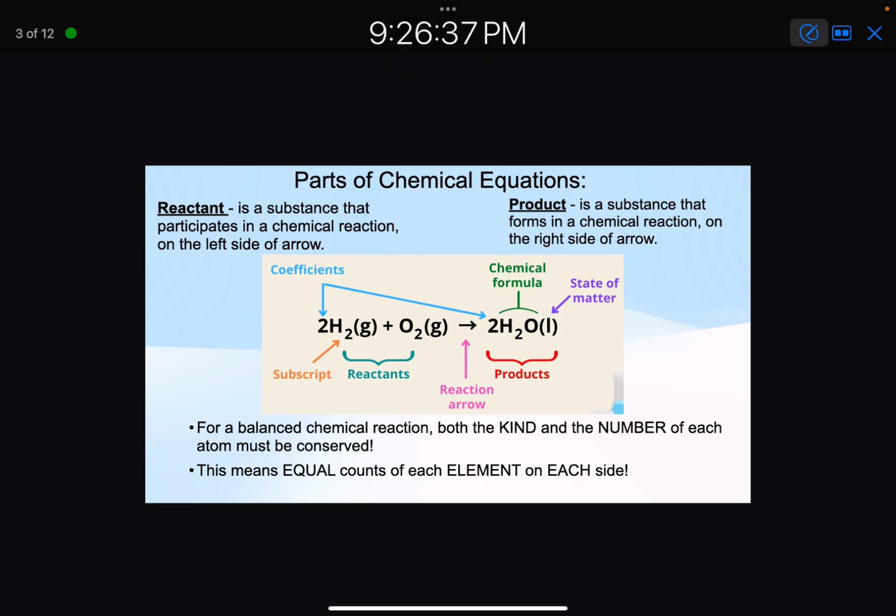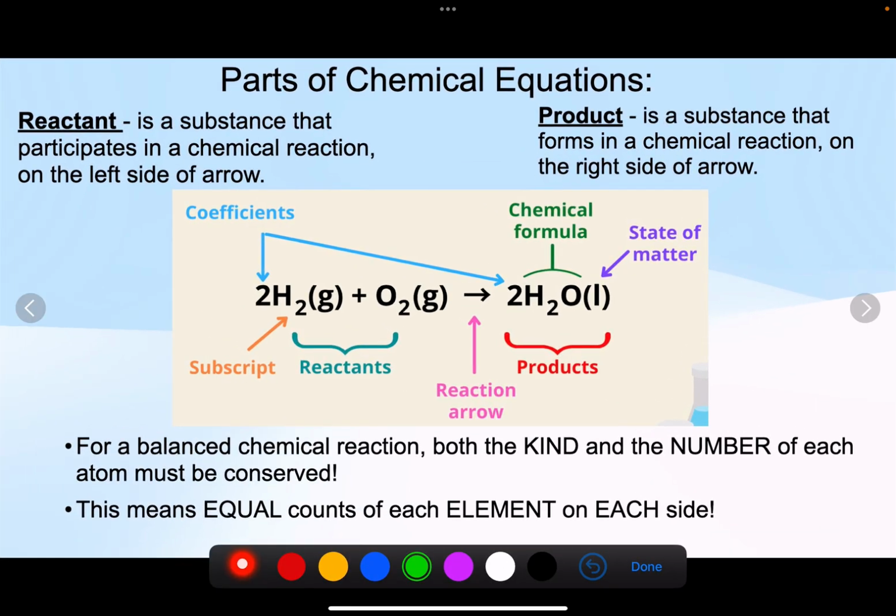Let's go into the parts of a chemical equation. So this is our first lecture.